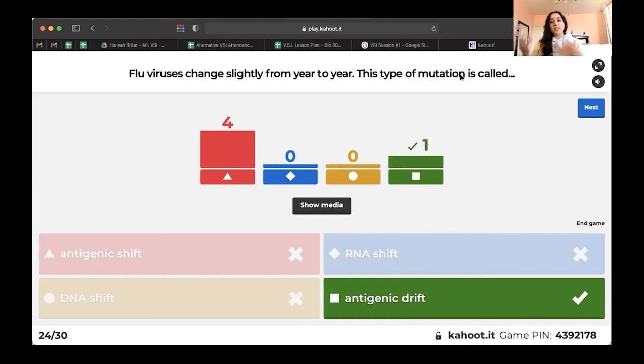Antigenic drift is basically just referring to a virus that's accumulating mutations over time. And we see this with the flu virus every year. It's constantly changing. This is why we have new flu vaccines every year. So antigenic drift is basically just referring to a virus that's accumulating mutations and changes over time.